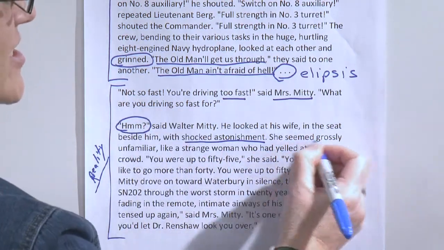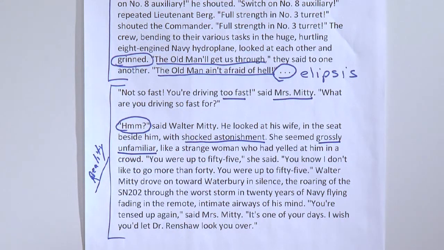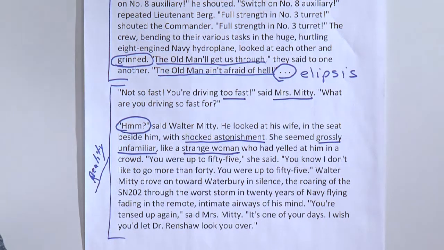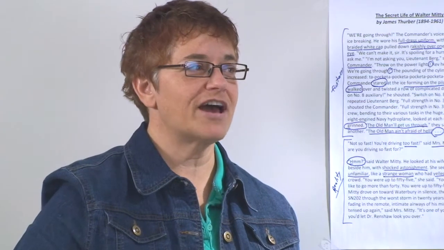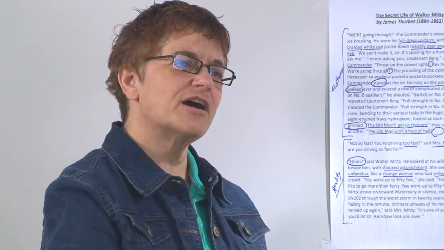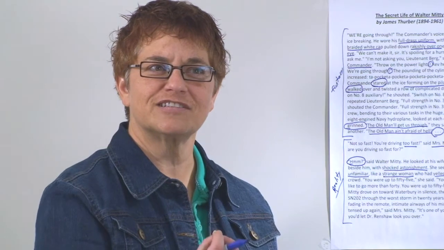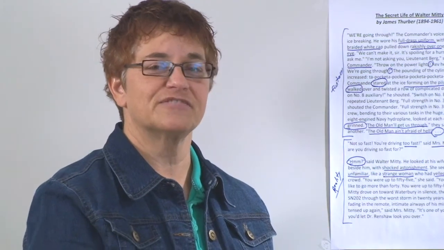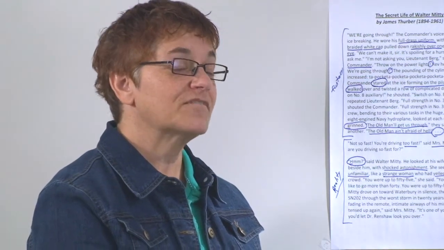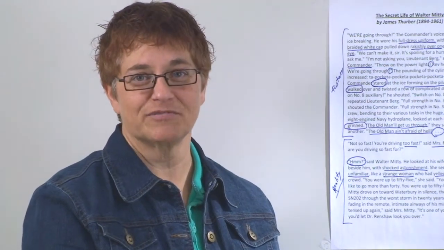Then we hear that she seemed grossly unfamiliar. So as if he doesn't even recognize her. Look at this. A strange woman. Somebody, he's just not sure who she is. And what's she doing? She's yelling at him. Okay? As if this is somebody in a crowd who just yells at him. Somebody he is completely unfamiliar with. So in coming back to his reality, he almost seems like the fantasy is true to him. As if the reality is the thing that's untrue. So that tells us something about Walter. Okay? His fantasy life is a little bit more important to him than his reality.